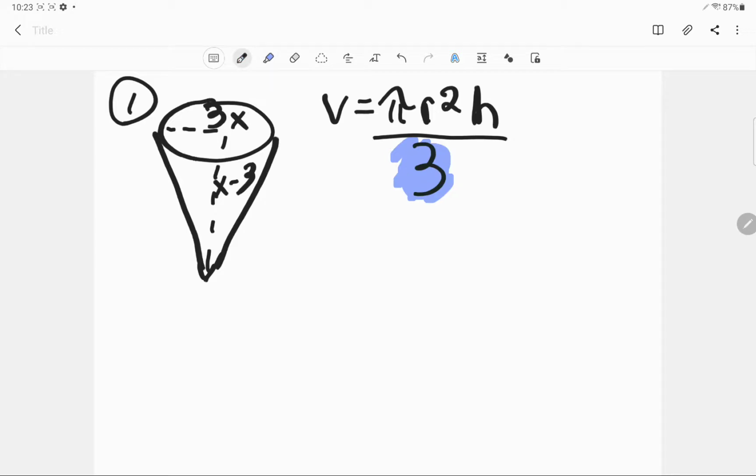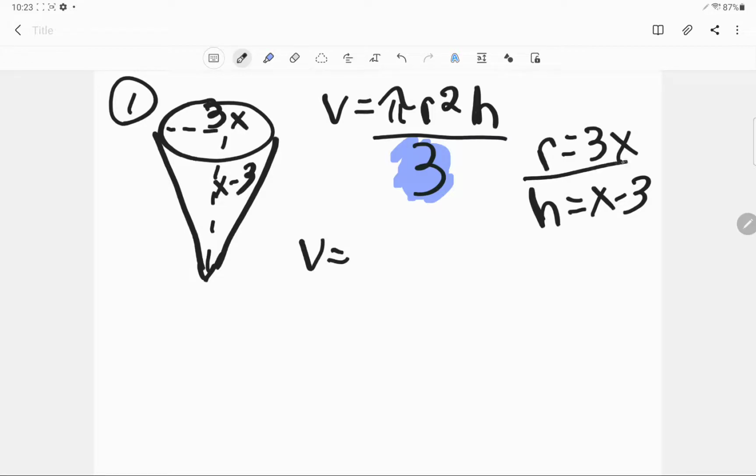So going back to the problem, I'm going to write what I know. I know that my radius is going to be 3x, and I know that my height is going to be x minus 3. All I have to do from here is set up my problem. So I'm going to rewrite everything, but now I'm going to plug in both of my values right here. It's going to be pi times 3x squared times h, which is x minus 3. Now I have everything set up.